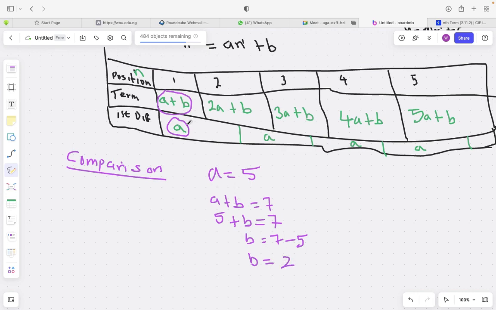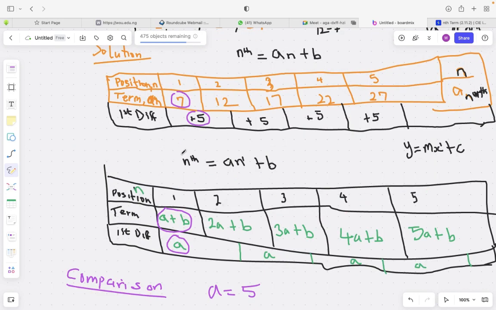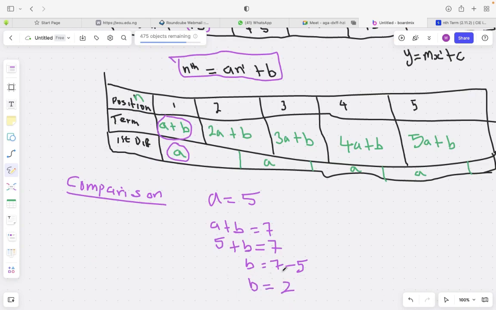Now we found A and B. Remember our formula, our function for the linear nth term is just an plus b. Since we found A and B, it means we've obtained the nth term. So the nth term of this sequence will be equal to, let's substitute the values of A and B into the function. Remember the function is an plus b. So we substitute the values of A and B into this function, and then we get the nth term.